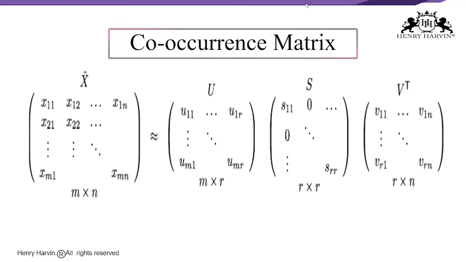What PCA does at the back is decompose the co-occurrence matrix into three matrices, U, S, and V, where U and V are both orthogonal matrices. The dot product of U and S gives the word vector representation, and V gives the word context representation.